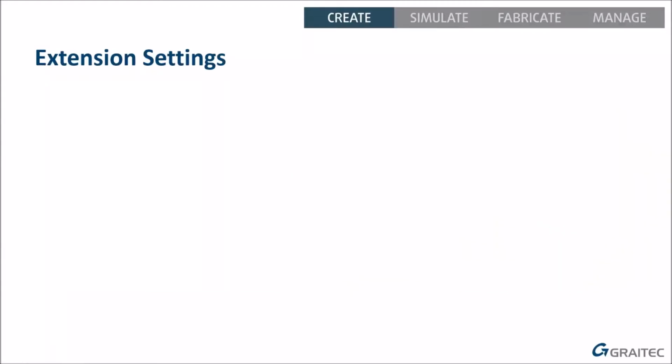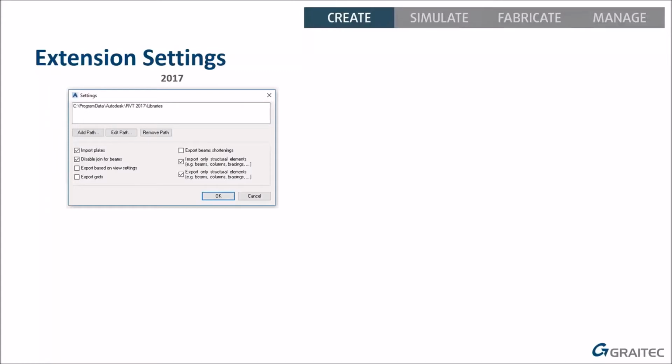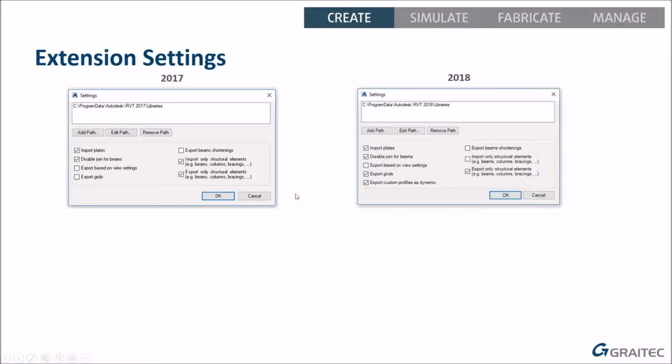Now, within the extension inside of Revit, you have some extension settings. In Advanced Steel, it will just do everything. So again, in different versions, we've got different options. In 17, you could import the plates. You can import only structural elements or export only structural elements. You can choose to import grids. In 2018, if you had custom profiles, you could make those dynamic.